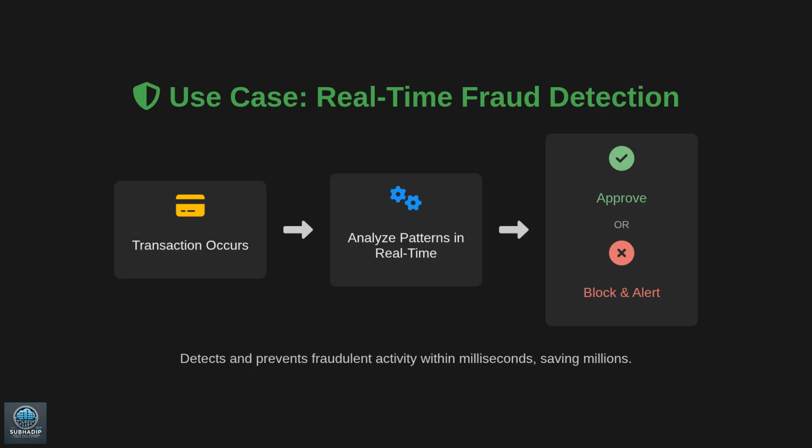When you make a credit card transaction, real-time systems analyze it instantly. They check your location, purchase amount, and spending habits against historical patterns. If something is unusual, the transaction can be blocked and an alert sent, all within milliseconds.